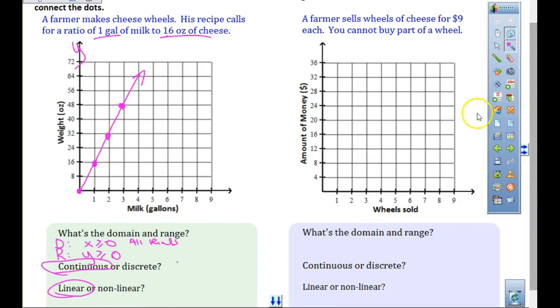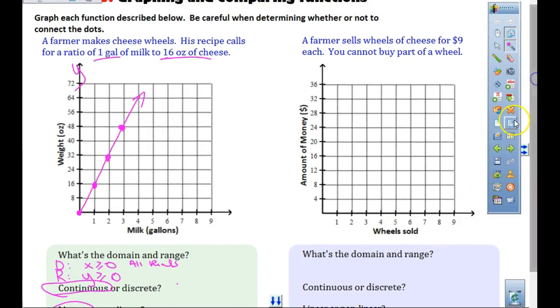So now we're looking at selling it, right? So if we are reading this next part, Maya, want to read that for us?